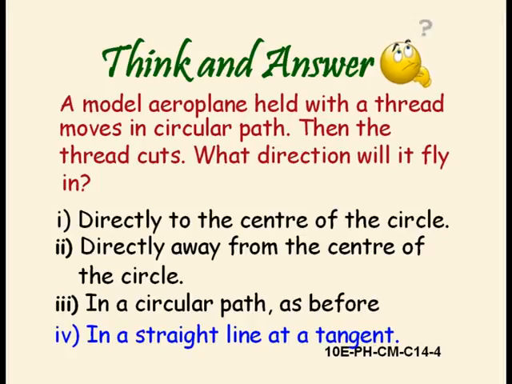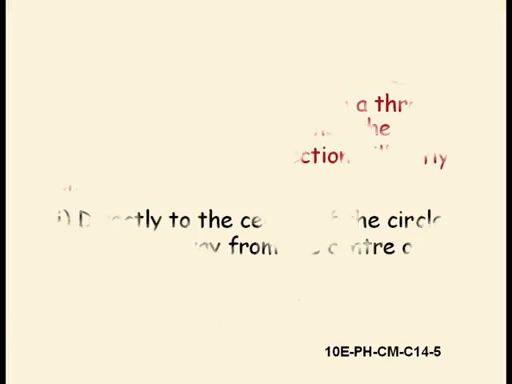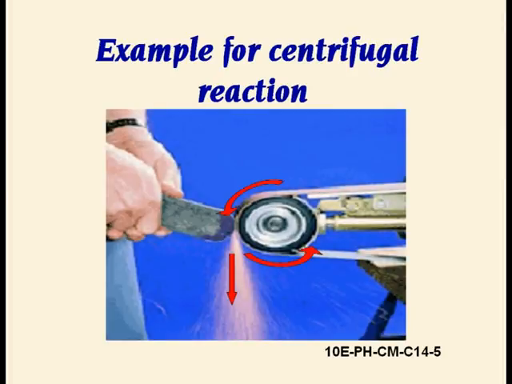Now, let us understand uniform circular motion in detail. Example for centrifugal reaction. Dear children, you might have observed how blunt knives are sharpened. The sparks due to friction and the rotating wheel move tangentially out of the wheel.